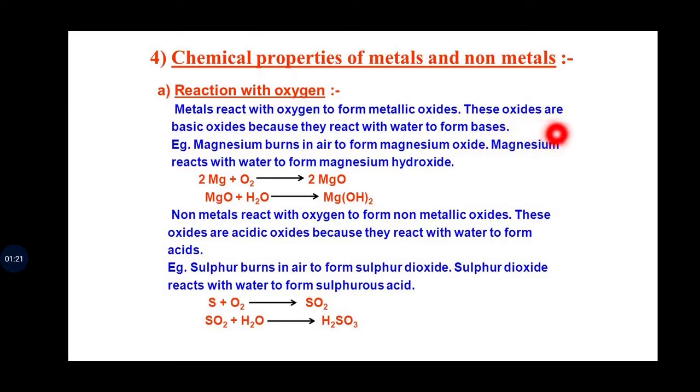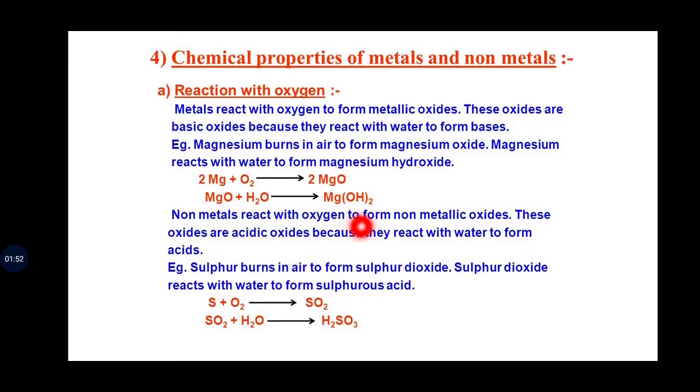और ये जो oxides होते हैं वो basic in nature होते हैं क्योंकि ये किसके साथ react होते हैं? Water के साथ react होते हैं ताकि वो क्या बन सके? Base बन सके. Example, magnesium burns in air to form magnesium oxide. Magnesium oxide reacts with water to form magnesium hydroxide. Let's have an equation. 2Mg plus O2 gives us 2MgO, that is the magnesium oxide. Now MgO plus H2O gives us magnesium hydroxide.